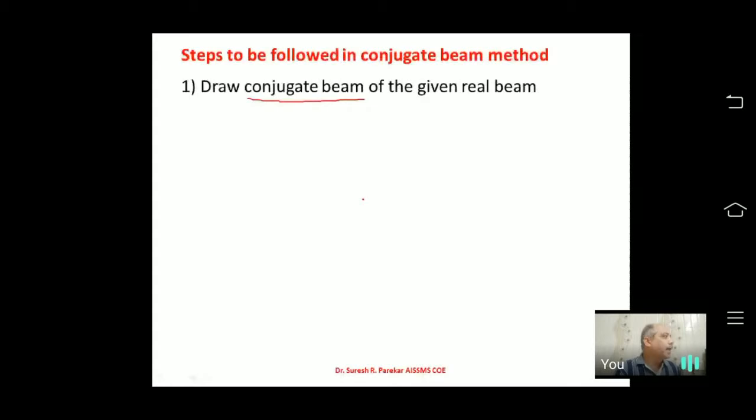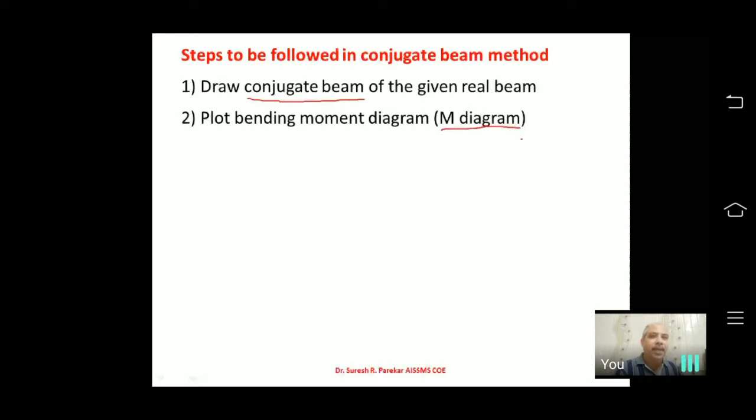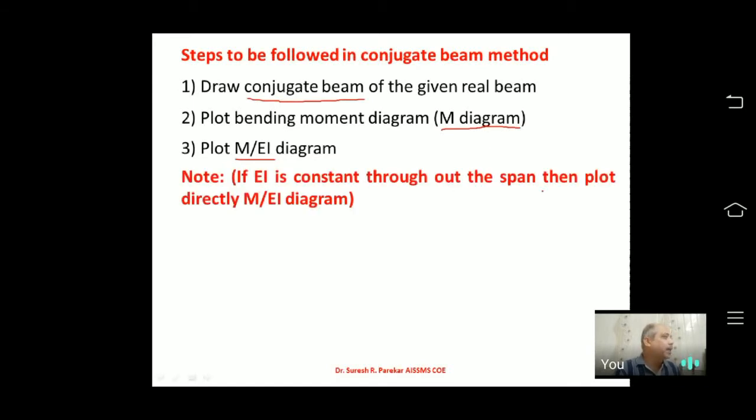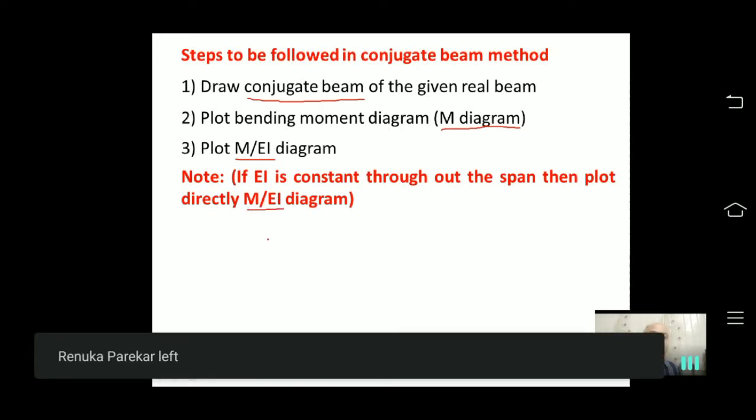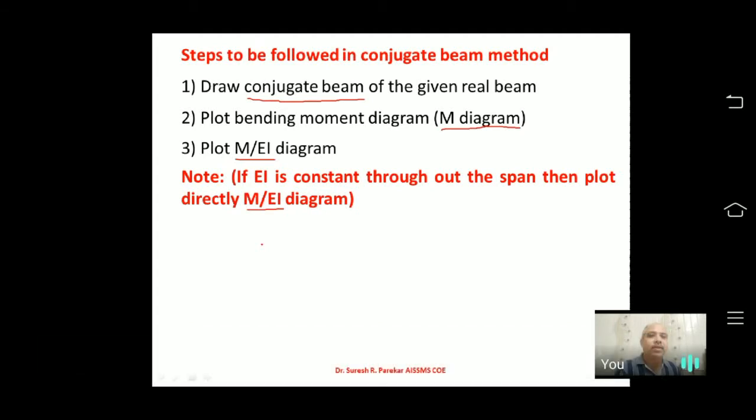Then we have to plot the M diagram. This is the second step, the most important one: the M diagram. Once we have the M diagram, the next step is to plot the M by EI diagram, where we divide by EI. If my EI is constant throughout the span, then I can keep EI as it is and plot the M by EI diagram directly.